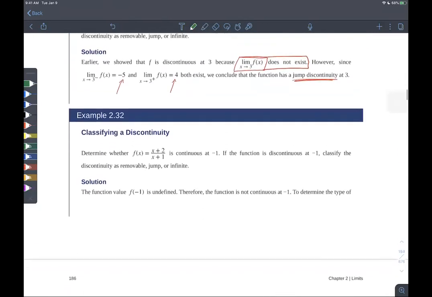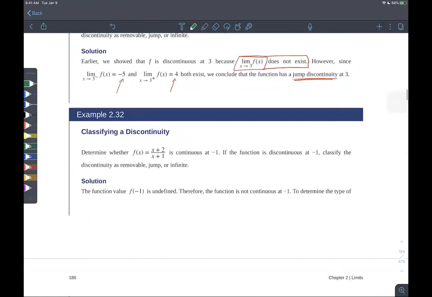And then finally, the last one here, determine whether f of x equals x plus 2 over x plus 1 is continuous at x equals -1. If the function is discontinuous at -1, classify the discontinuity as removable, jump, or infinite. So we tried to find the function value f of -1, and we see that it is undefined.